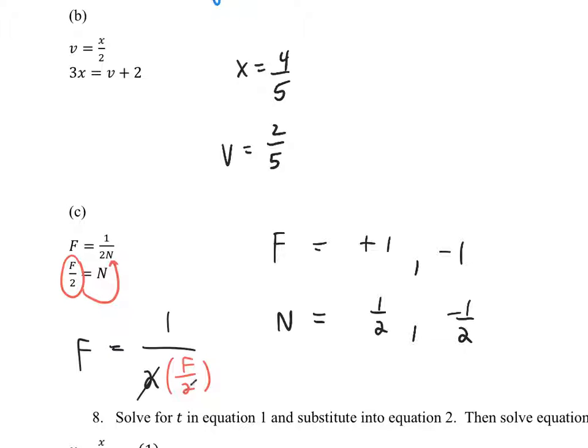And then the 2's cancel, and then this equation becomes f equals 1 over f. I have to multiply both sides by f. It becomes f squared equals 1. And then because I'm taking a square root, f is plus or minus 1. It's the square root that you take that yields the plus or minus.